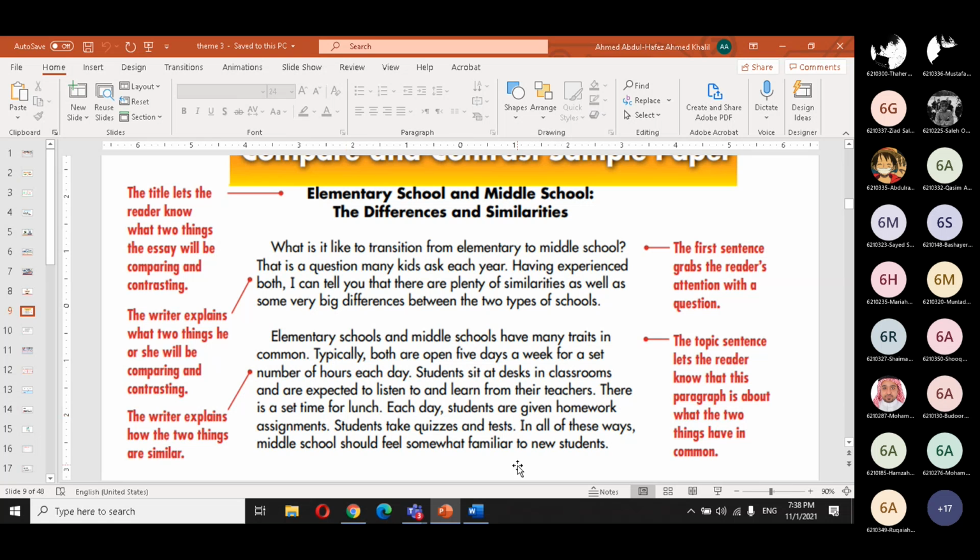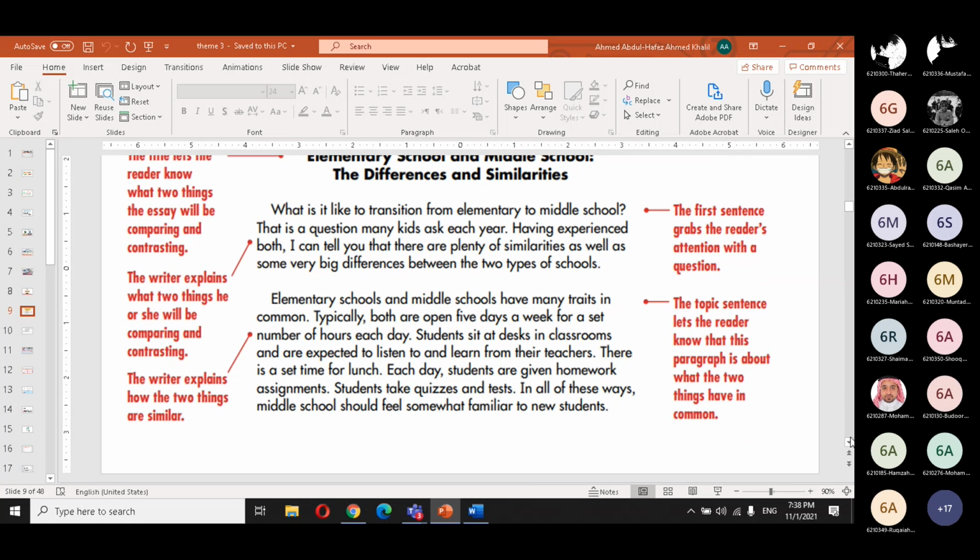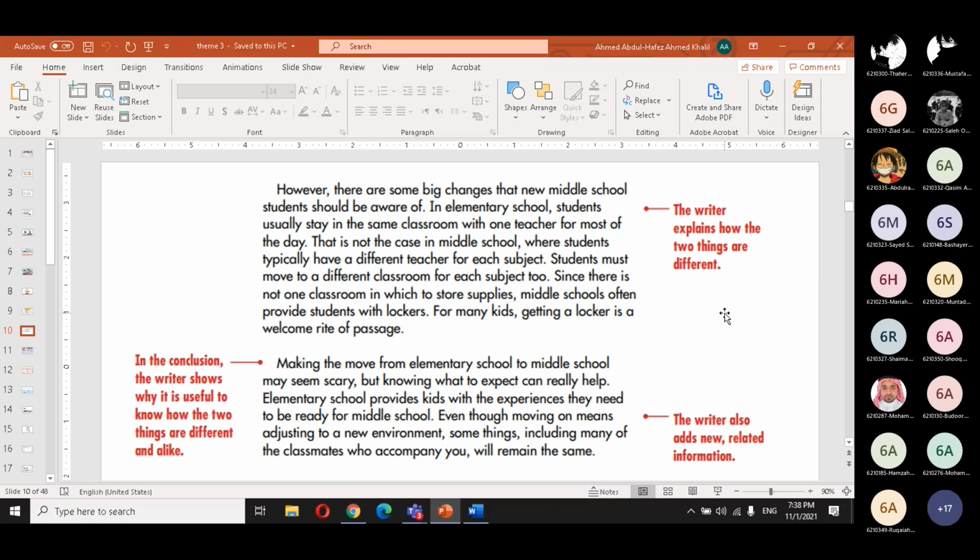Now, we move to the differences. Okay, as we agreed, you will talk about differences, so the first sentence must show that you are going to talk about differences. However, there are some big changes that new middle school students should be aware of. Changes. If we say changes, changes mean that there are differences.